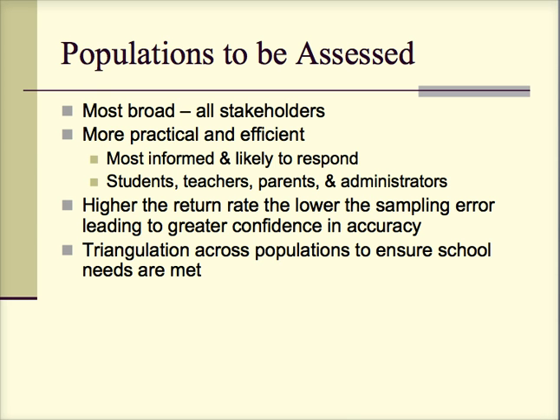But again, you want to look at students, teachers, parents, and administrators. The higher your return rate, the better your data is and the less likely you are to make some type of mistake in analysis of the data, and you can have more confidence in the data being accurate. You want to look for places to triangulate across the populations. So that would be looking at, what are the teachers saying? What are the students saying? What are the parents saying? What are the administrators saying? All about the same topic.